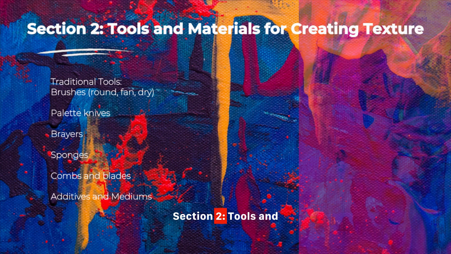Section 2. Tools and materials for creating texture. Traditional tools. Brushes: round, fan, dry. Palette knives. Brayers. Sponges, combs, and blades.